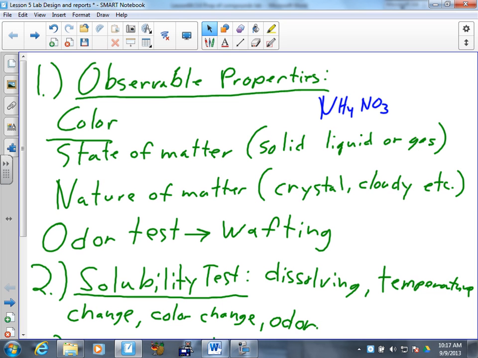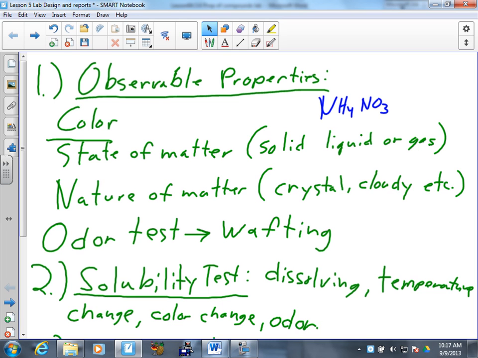Record the state of matter, solid, liquid, or gas, and also the nature of that matter. So is it a crystalline solid? If it's a crystalline solid, then it is most likely what kind of compound? Ionic. Okay, so things to remember. Is it 100% sure it's ionic? No, because sugar is also one of your unknown substances, and it is a crystalline solid at room temperature. You'll have to figure out which one it is based on other tests throughout the lab.